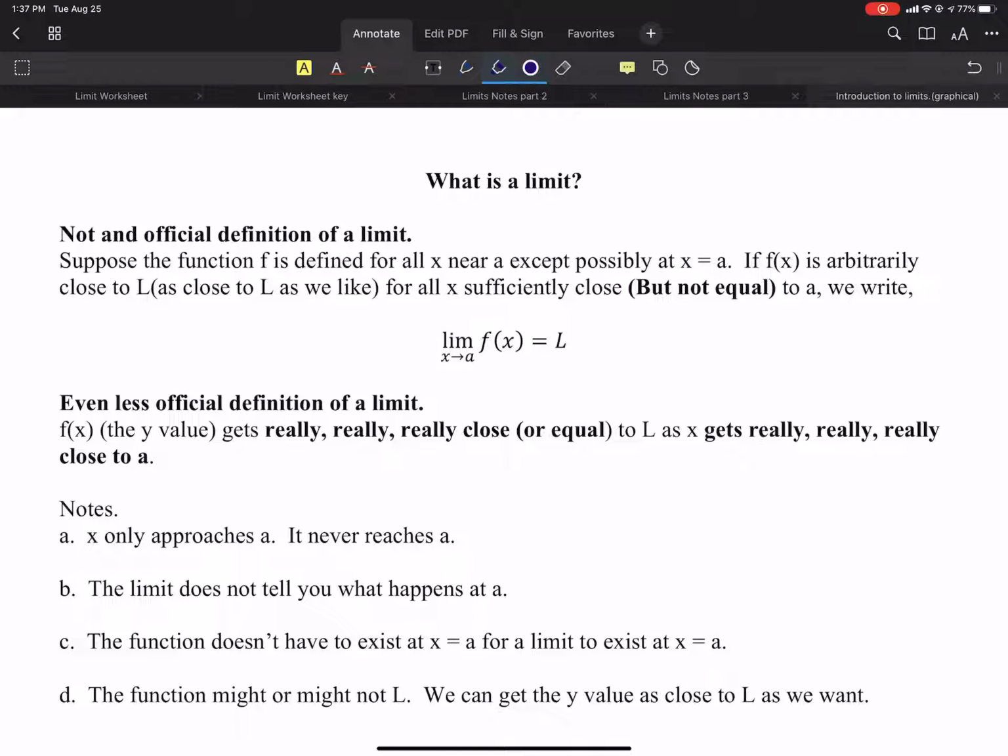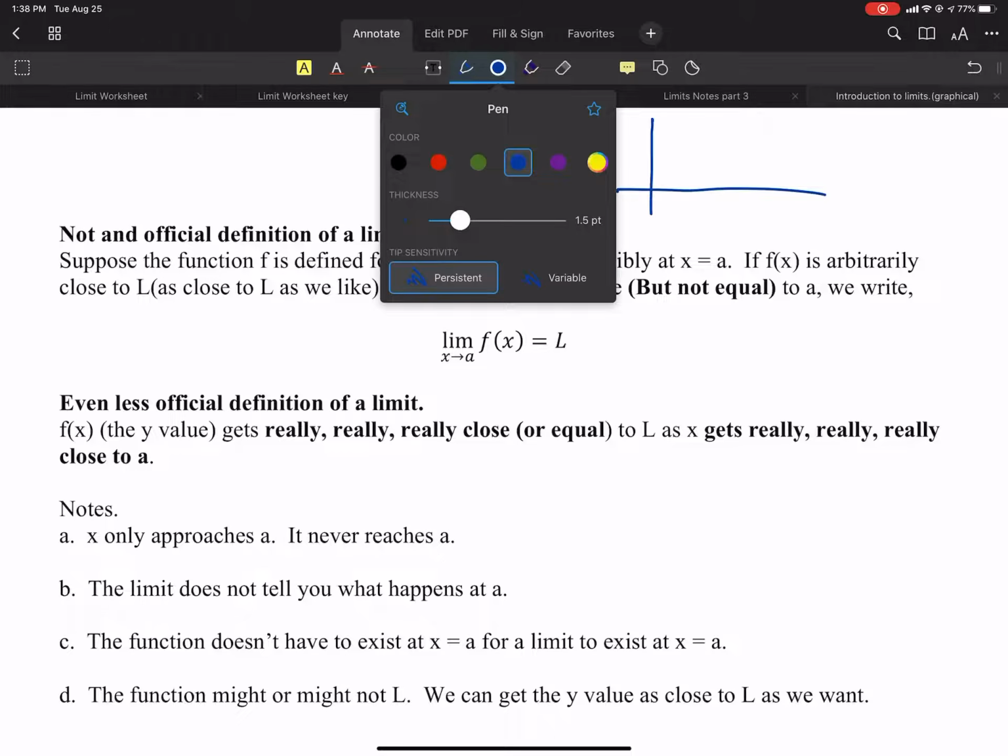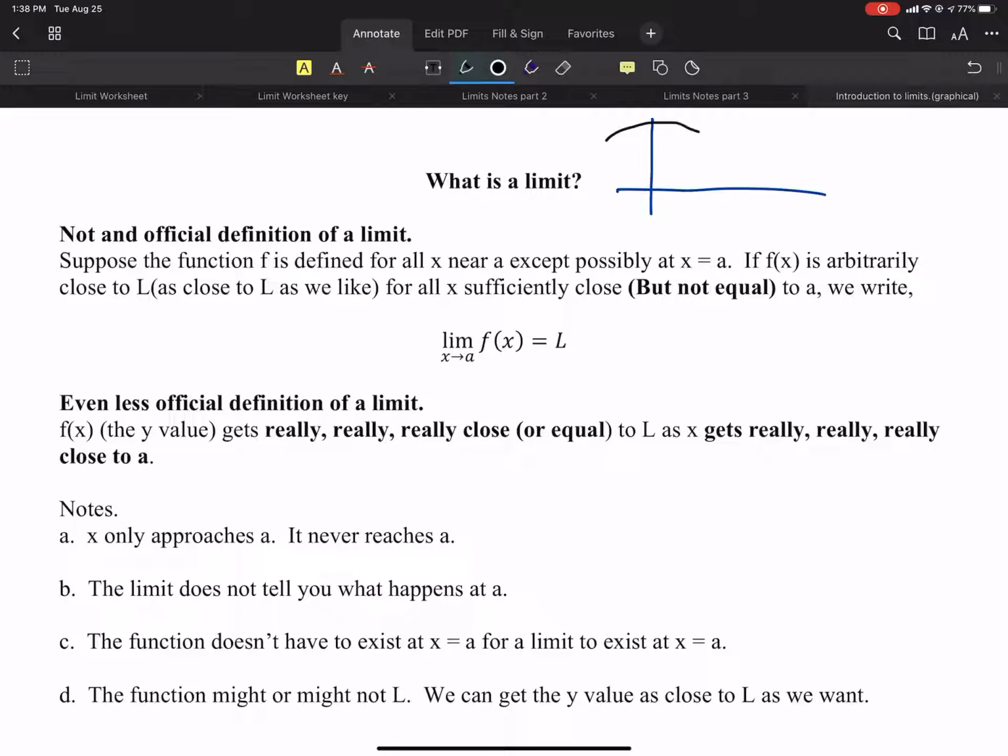So I'm going to give you a couple of not official definitions and kind of give you an understanding of what's going on here. So let me draw a picture of a graph so we can get started here. And I'm going to draw some random function, and we'll call that function f of x. And we'll pick an x coordinate, we'll call this A. And we'll pick a y coordinate, we'll call that L.